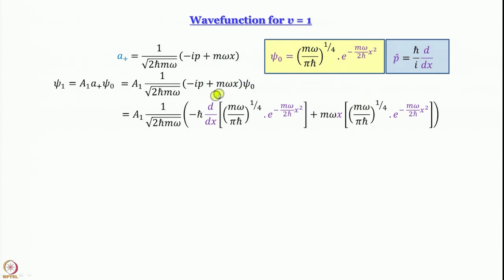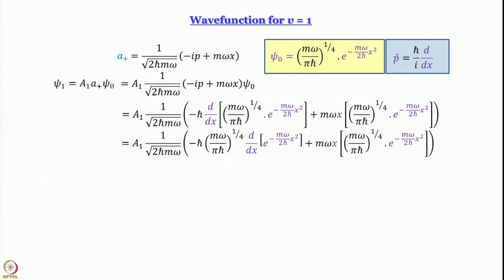The second one is easier: m omega x psi 0. We just write the expression for psi 0 from here in this expression. So, this is what we have got, but of course, this is only the beginning and not the end. What we should do next is differentiate this function, and that is not all that difficult, because this (m omega by pi h cross) to the power 1/4 is just a constant, it will come out, and we have to differentiate this Gaussian function with respect to x. So, that is what we need to do here. I have just shown every step so that in case anybody is confused, you can go through the presentation later and convince yourself. This can be self-study material.